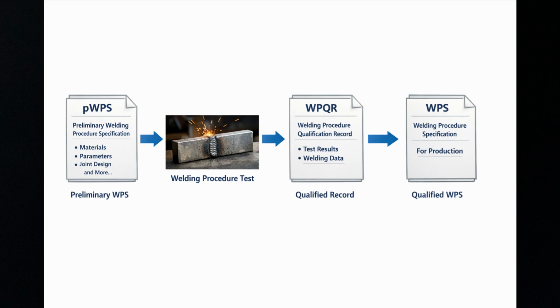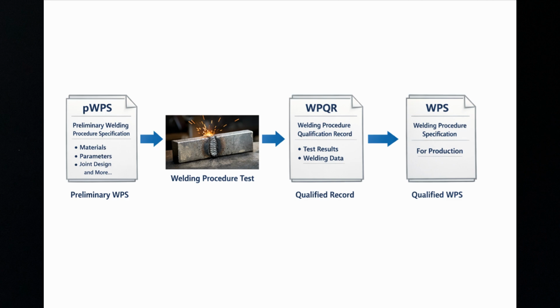The second is the welding procedure test itself, the practical work. You weld a test piece strictly in accordance with your PWPS. The test piece is then examined and tested to verify that the weld meets the required properties. The third document is the WPQR, the Welding Procedure Qualification Record. This is the formal record of what happened during the test, the actual welding parameters used, and the test results.